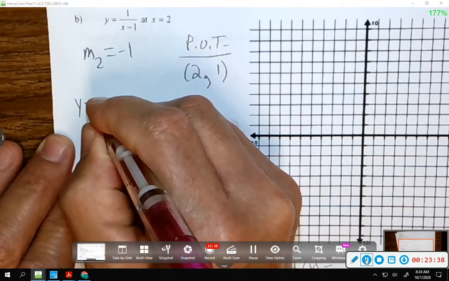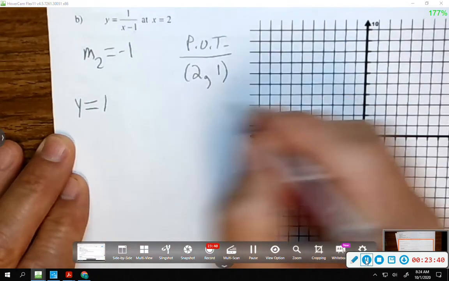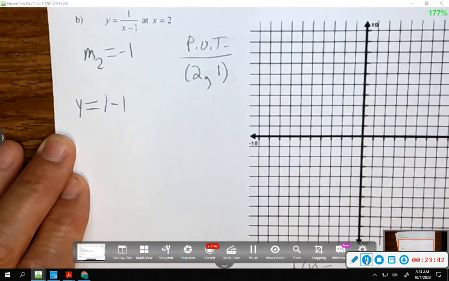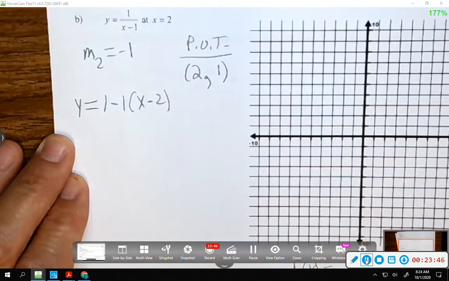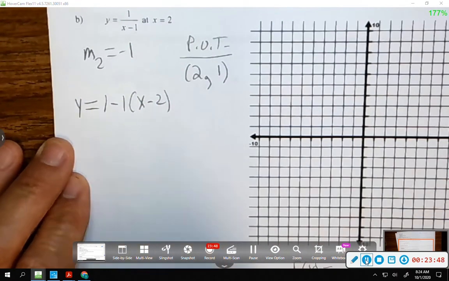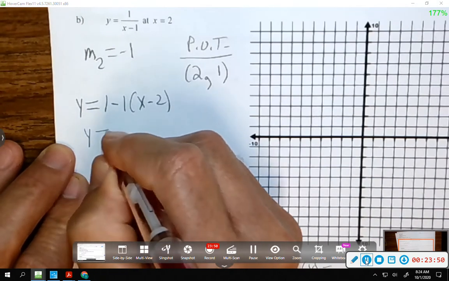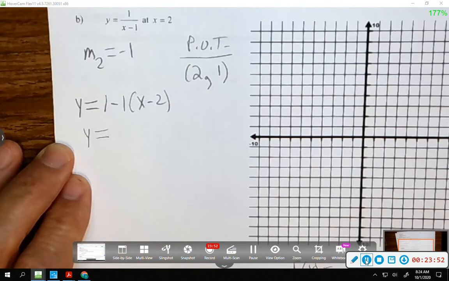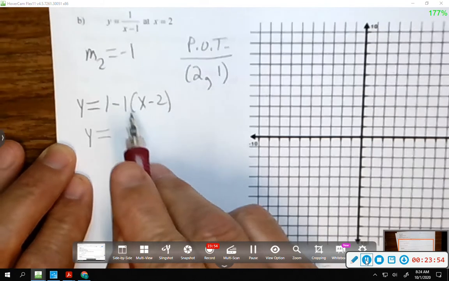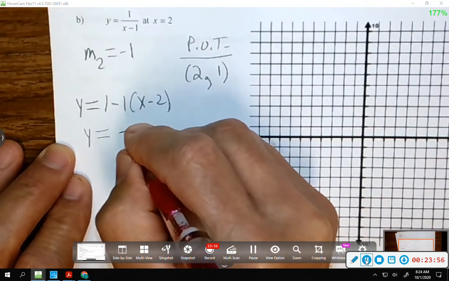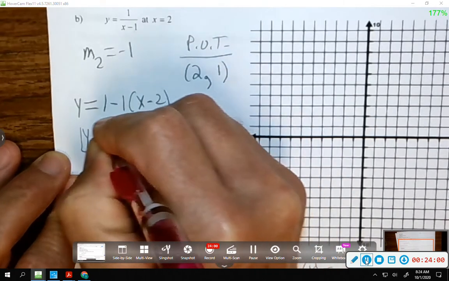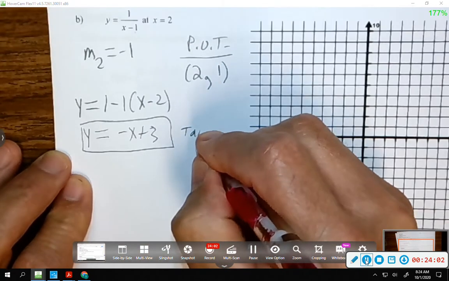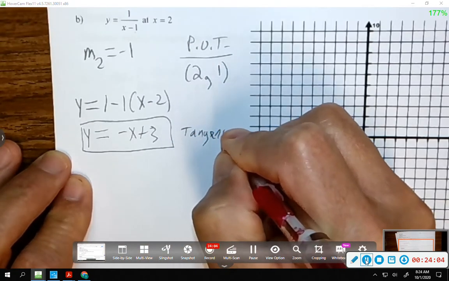y equals the y-coordinate plus the slope. This time I'll just put minus 1 times x minus the x-coordinate. We would leave it like that on a free response, but since I have to graph it, I want to convert it to slope-intercept form. Negative x plus 2 plus 1 looks like negative x plus 3. And again, it's good to say this is the tangent line, so we know which one's the tangent, which one's the normal.